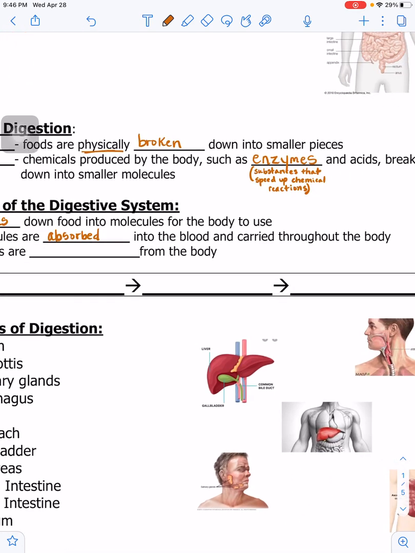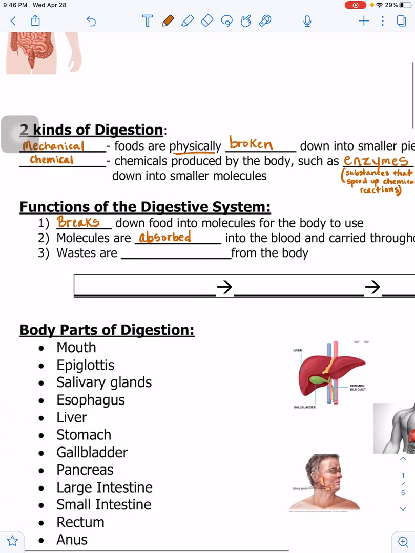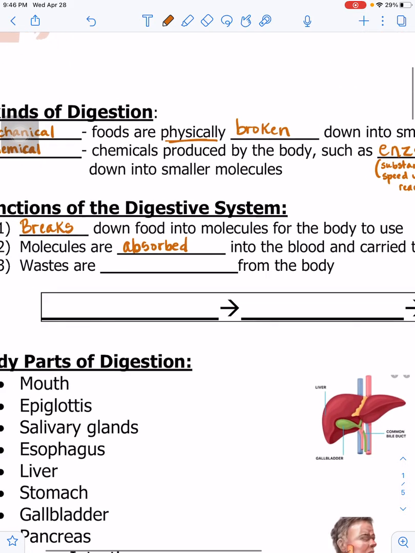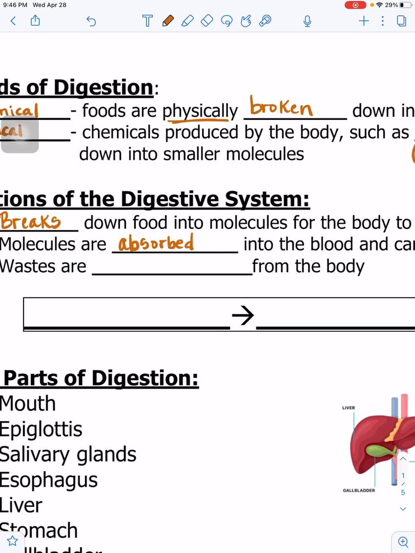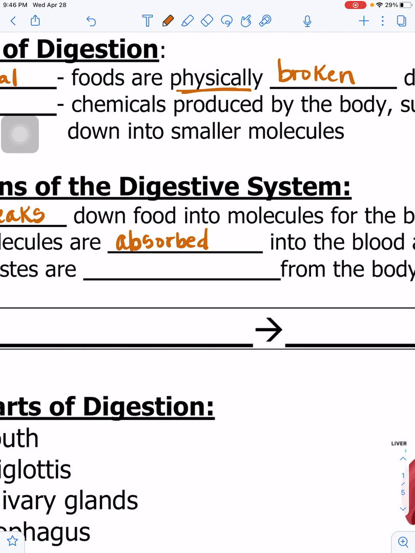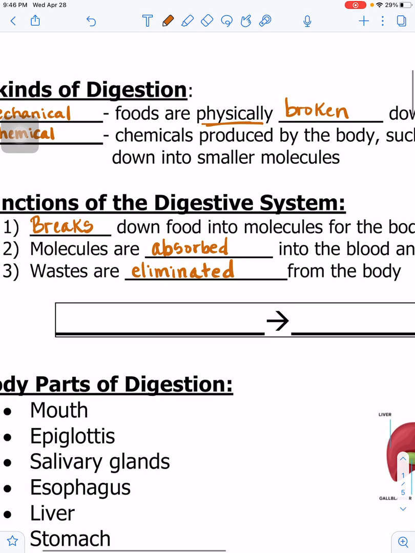So again, the other system that is helping us is the circulatory system, because it's going to take these nutrients to deliver to all the cells. And number 3, our bodies aren't able to digest everything we take in, so it's going to be considered waste. And so wastes need to get out of our body. We're going to say they need to be eliminated. Wastes are eliminated from the body.